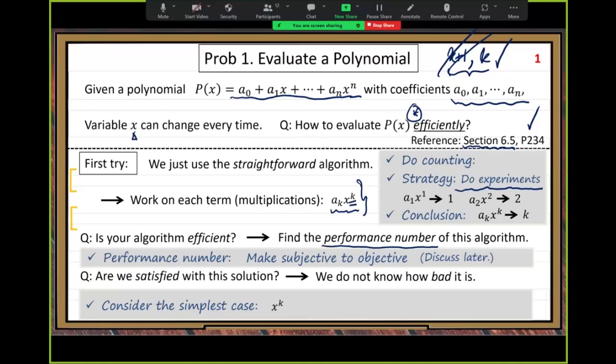Let's just look at it. Let's ignore the coefficient part and only look at x to the kth power. It's a monomial. For this monomial, we only take a special monomial, x to the fourth. It's a special one.